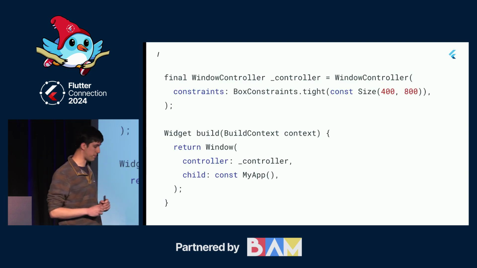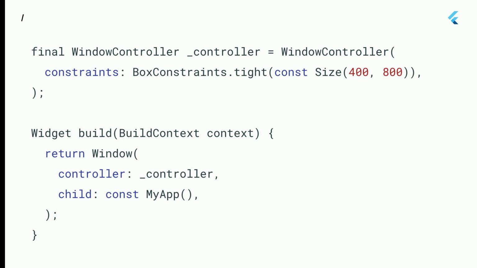OK, so we're experimenting a lot with what windowing APIs may look like. And here's one example that we're playing around with. Keep in mind that this is all very hypothetical. It may completely change by the time we land it. So this might not be the end result.